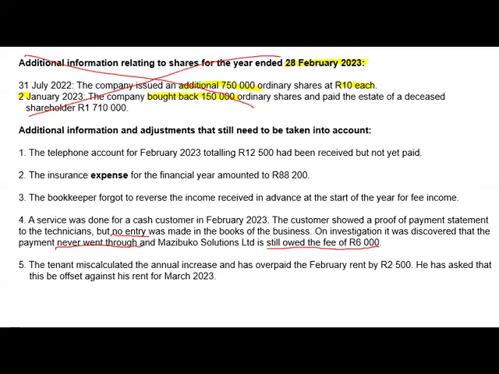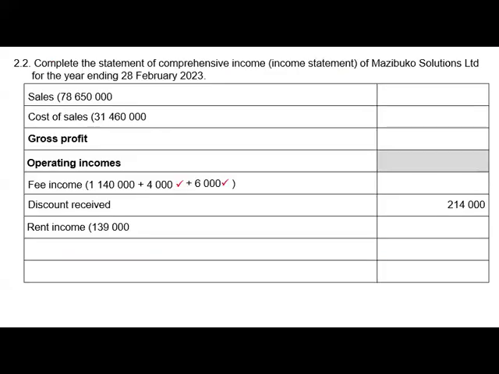A tenant miscalculated the annual increase and has overpaid for February rent by 2,500. He asked that this be offset against his rent for March 2023. So guys, that is obvious. What has happened to our rent there? Do I add that 2.5 to the rent or do I subtract it from my rent income? We need to subtract it because they told you it was overpaid.